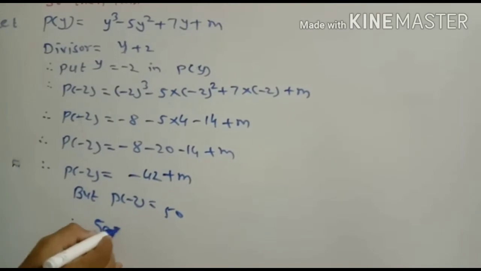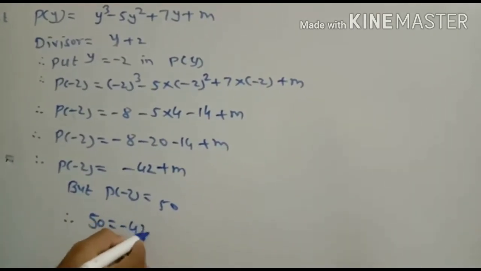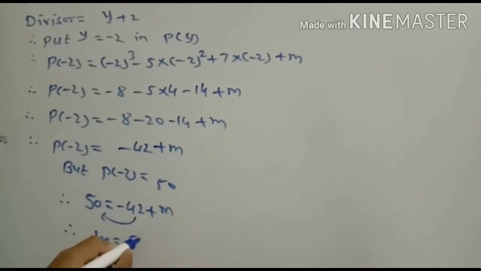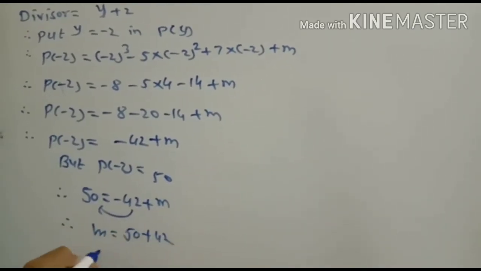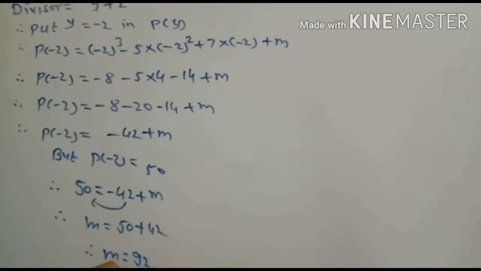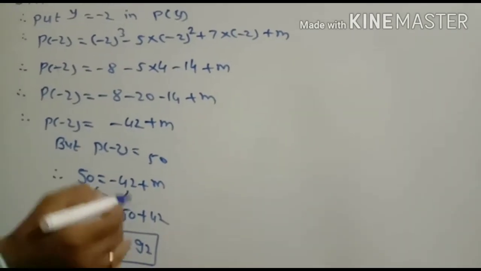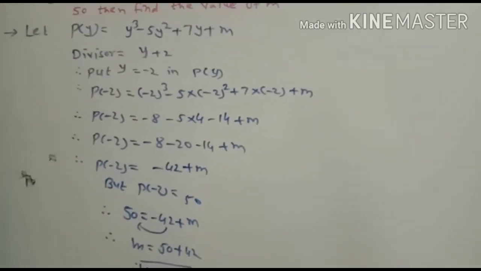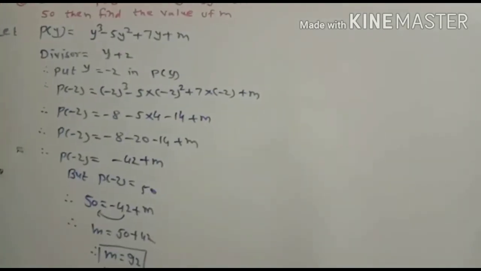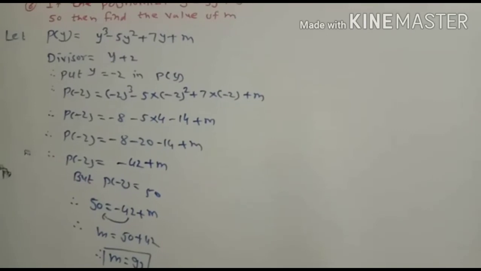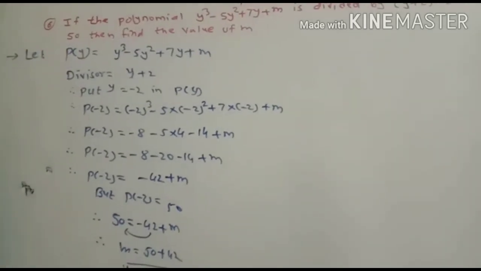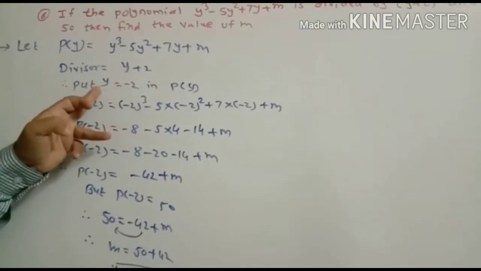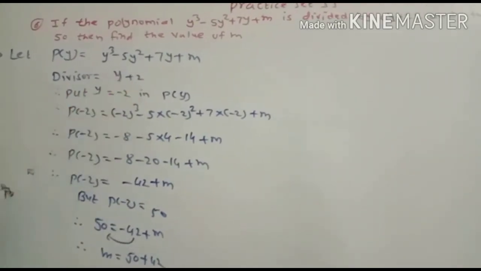Therefore instead of P of minus 2 we put 50 is equal to minus 42 plus m. To find the value of m, minus 42 gets converted to plus, m is equal to 50 plus 42, means 92. The given polynomial is P of y, which is y cube minus 5y square plus 7y plus m. The divisor is y plus 2, therefore we put the opposite of plus 2, minus 2, as y is equal to minus 2 in P of y.